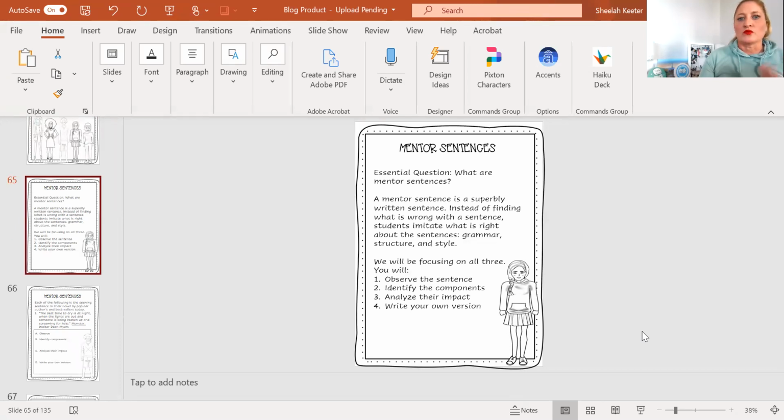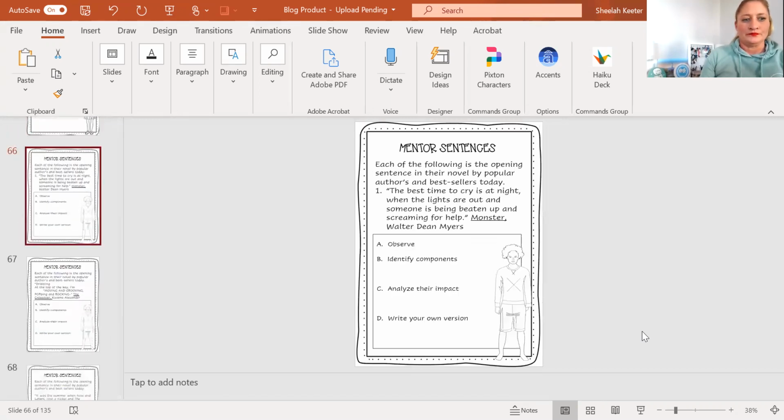And students find what's right about the sentence. So they identify the different components, grammar, mechanics, all that. And they write out what the impact is. So if it's an exclamation point or an all caps lock, they write out what the impact is as a result of that grammar choice. And then they mimic the sentence by writing their own.